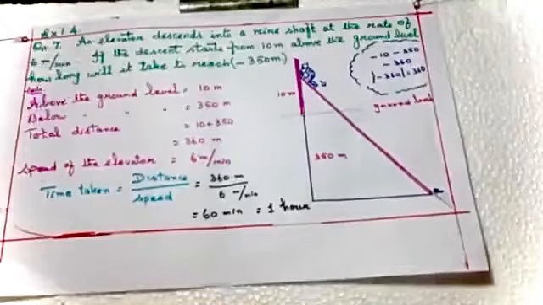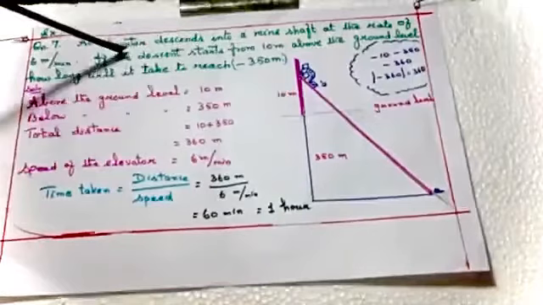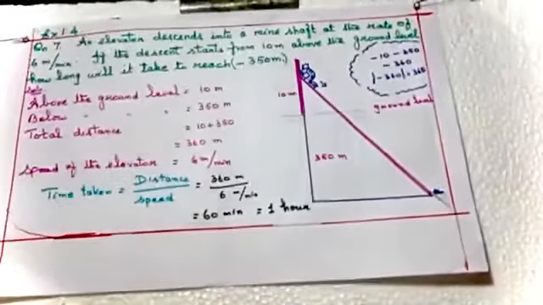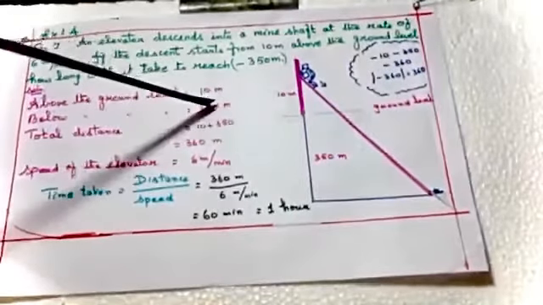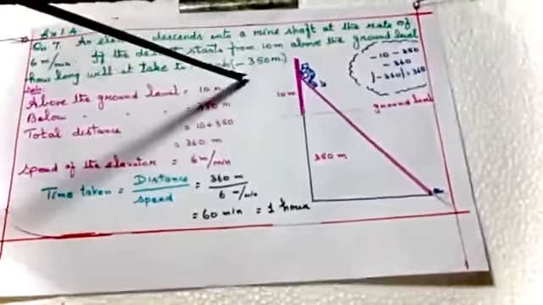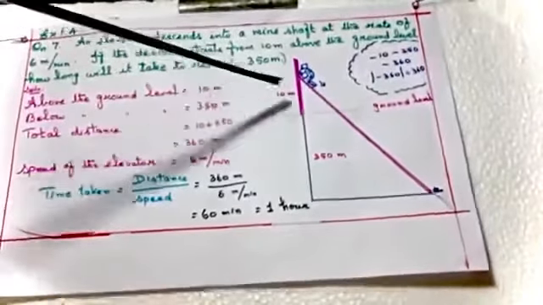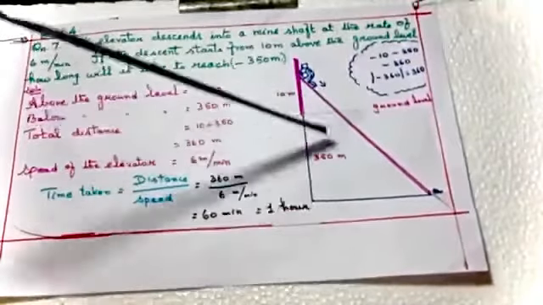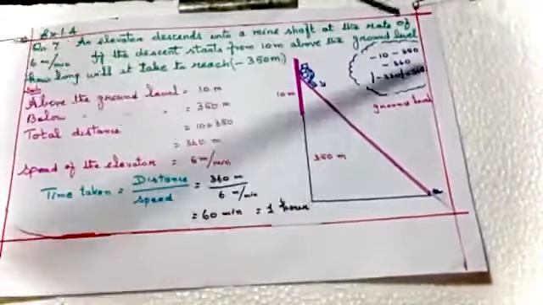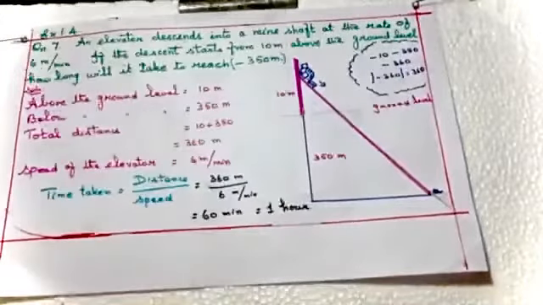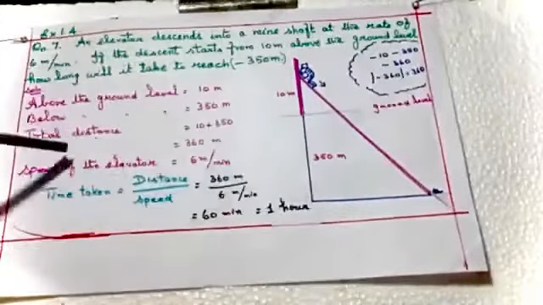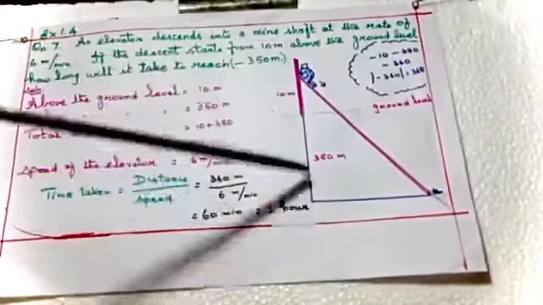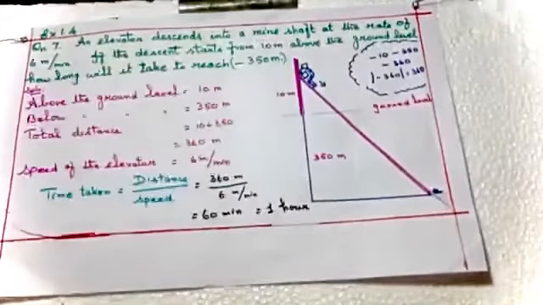Let us go step by step. Where is the elevator now? The elevator is 10 meters above the ground level, and 350 meters below the ground level. Children, when it is denoted with minus, it is below. But the distance cannot be written with a negative. So we are taking 350 meters, or we can say that it is an absolute value. So now the total distance is equal to 10 meters plus 350 meters, which gives you 360 meters.